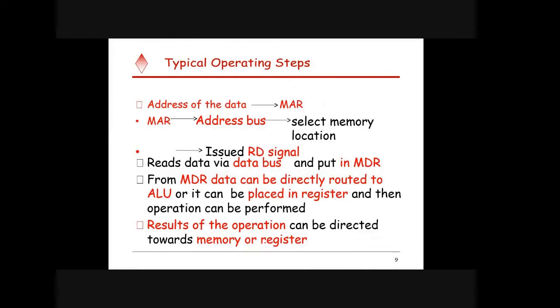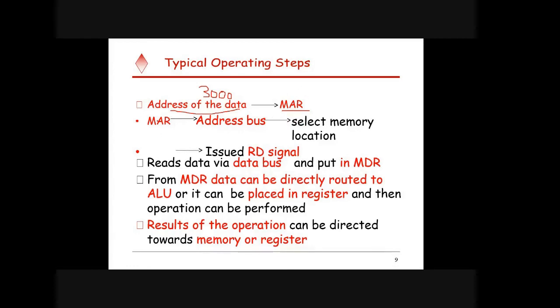So what are the things to do? I should know where the data is residing. As I already told in my example, it is present in location A. Location A itself is an address, which I mentioned is 3000. So the address of the data will be there. Which register can hold the address? MAR only. We have only one register for holding the address of the data.